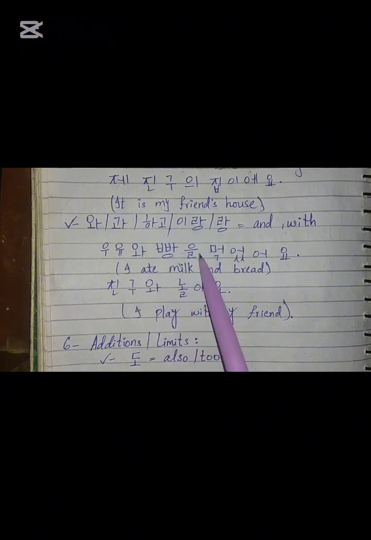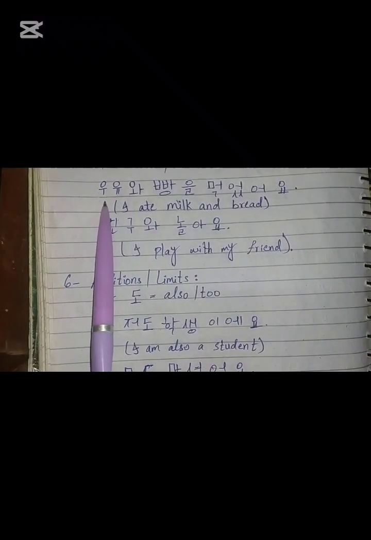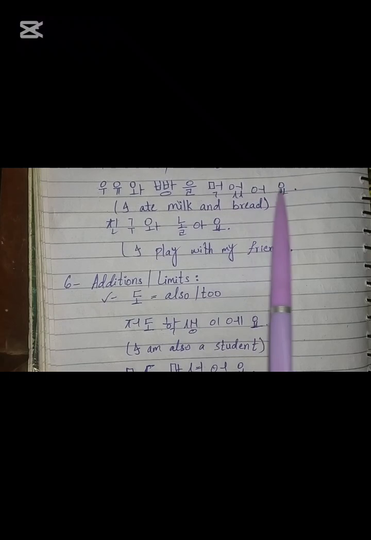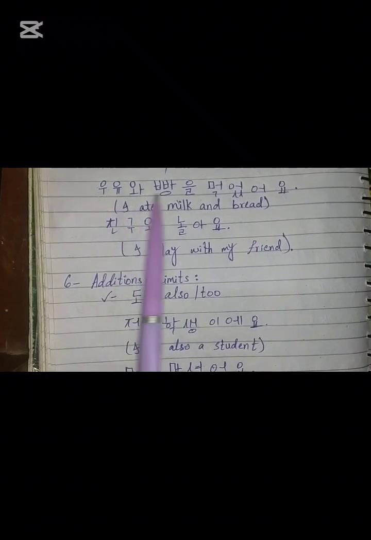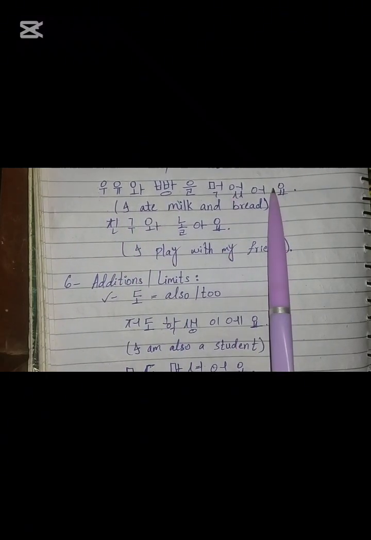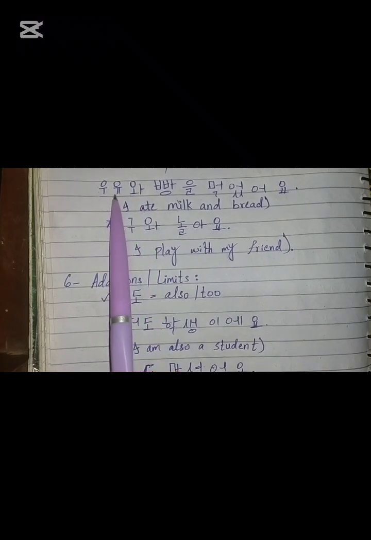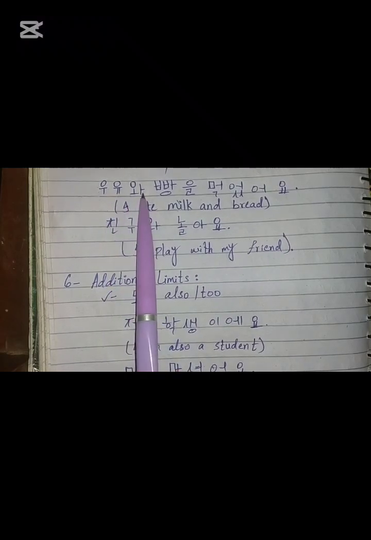우유와 빵을 먹었어요. I ate milk and bread. 우유 is basically milk, 빵 is bread, 먹었어요, I ate. And wa is used because this is ending with a vowel, that's why wa is used. And it is used as and over here, okay?